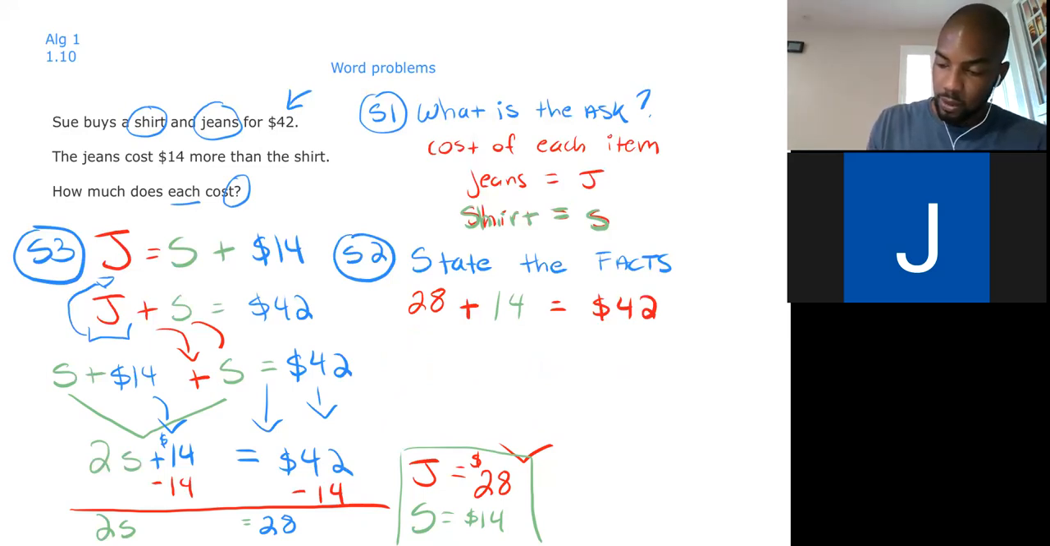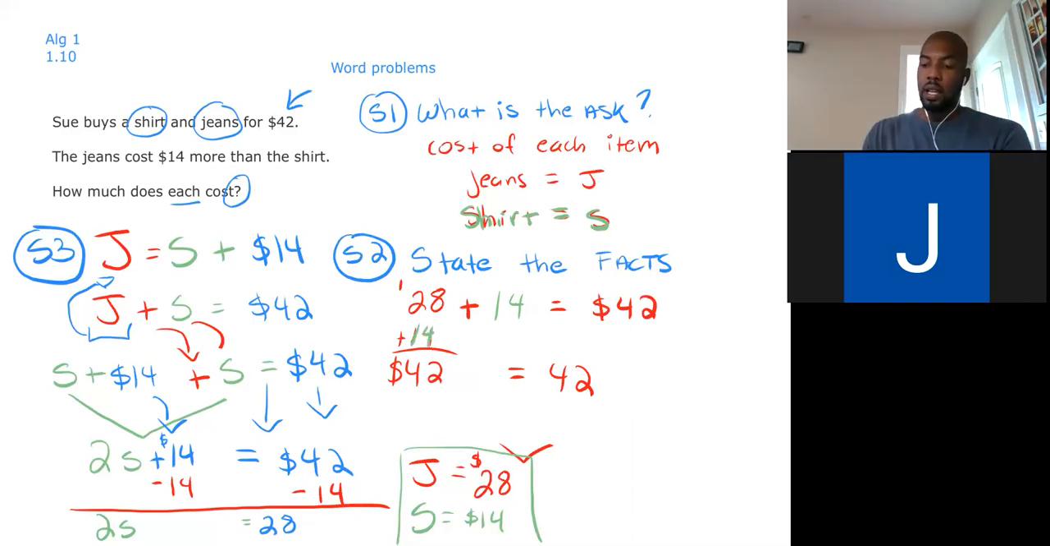Well, 28 plus 14, 8 plus 4 is 12. So far, so good. 1 plus 2 is 3. 3 plus 1 is 4. $42 does, in fact, equal $42. I'll color code it. Therefore, my answers are correct. A jean costs $28 and a shirt costs $14. We have found the answer to each.